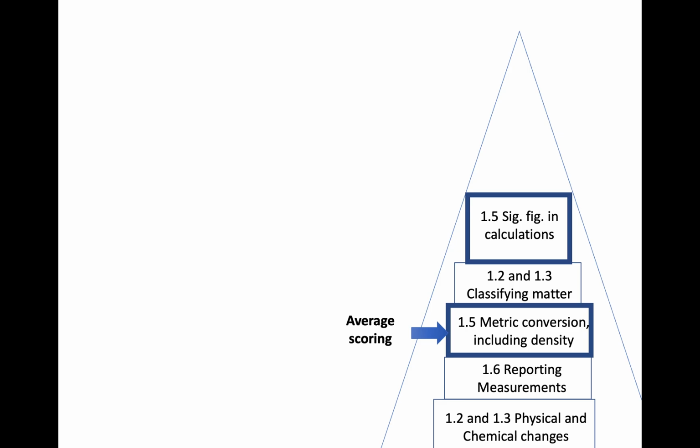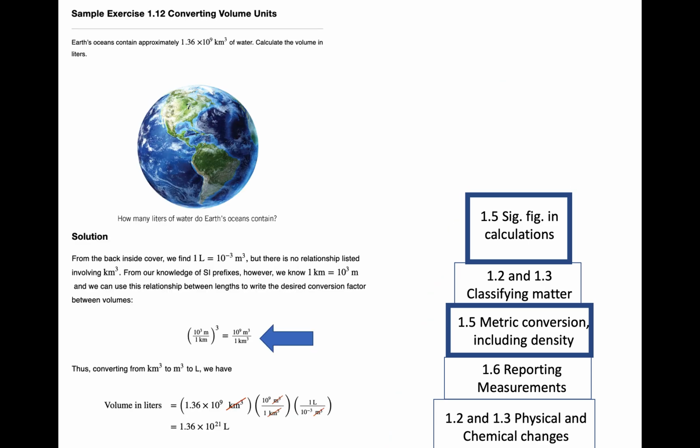Another important topic from the first chapter is doing metric conversions, including ones involving density. On the exam, both in the practice tests and the actual, this was scoring near the average. This sample exercise describes how to do conversions involving volume units. That's a key thing that you want to look for. A common mistake is failing to account for what does it mean to have cubic units.